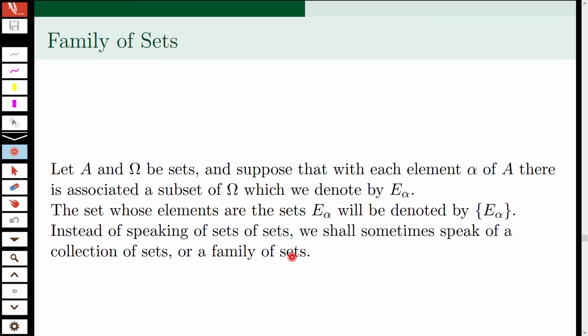Welcome to today's class on real analysis. Today we discuss family of sets, their union and intersection. So first we discuss what is meant by a family of sets.